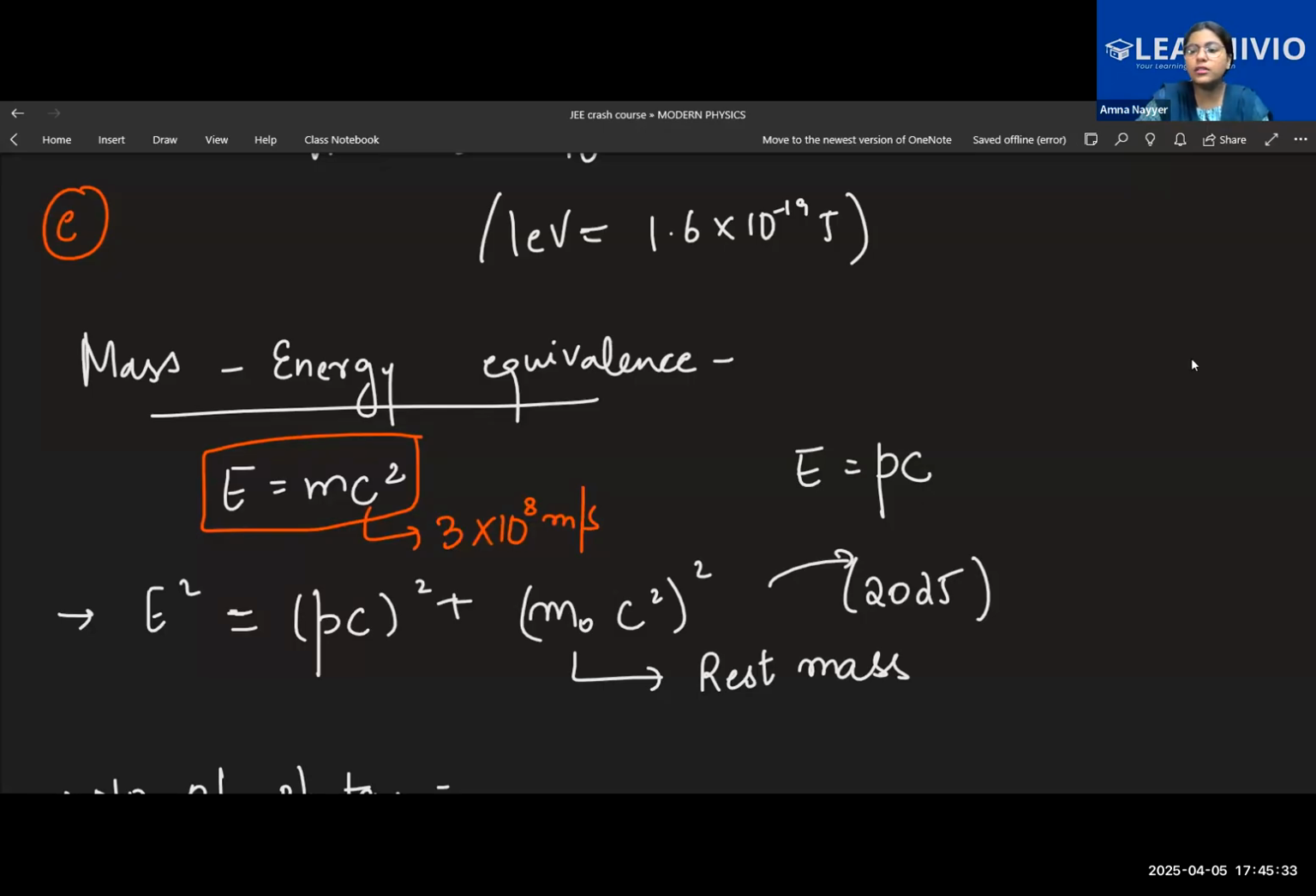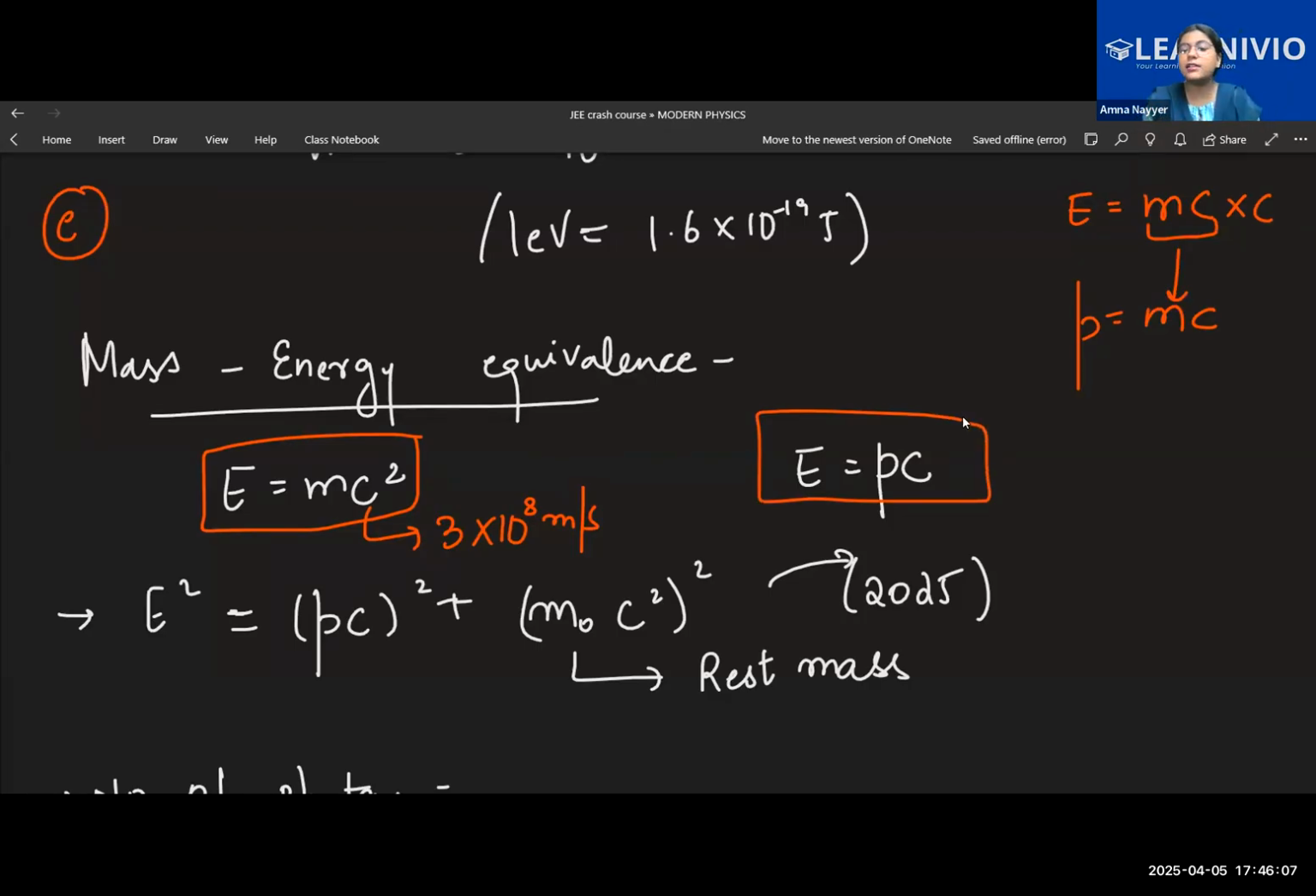Also, you know what's the formula of momentum, Meera? Mass into velocity. Mass into velocity, correct. Right now we are talking about the speed of light, that is c. So if I write this as m into c, this becomes momentum. So from there we have this equation E is equal to PC, and both of these are important.